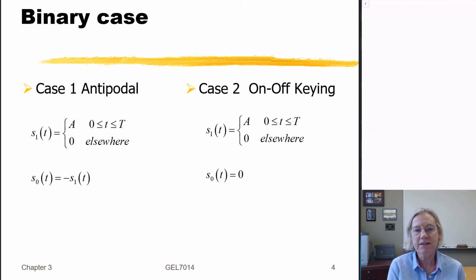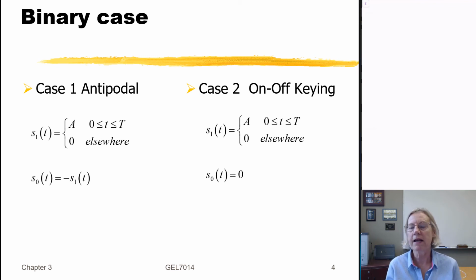So one of them is positive A amplitude, the other one is negative A amplitude, and this is antipodal by definition. In the second case, we're going to use the same waveform, so the logical 1 has exactly the same shape. It's just that for the logical 0, instead of sending the negative of the logical 1, what we're going to do is send nothing. It's going to be a signal of 0 for this transmission. So these are two different modulations that we could use.